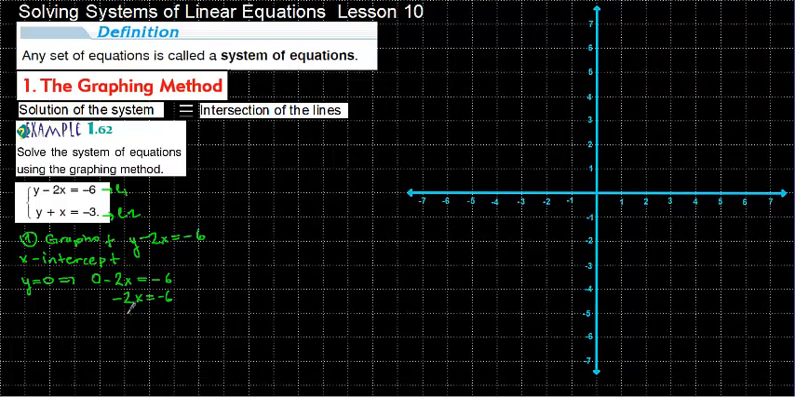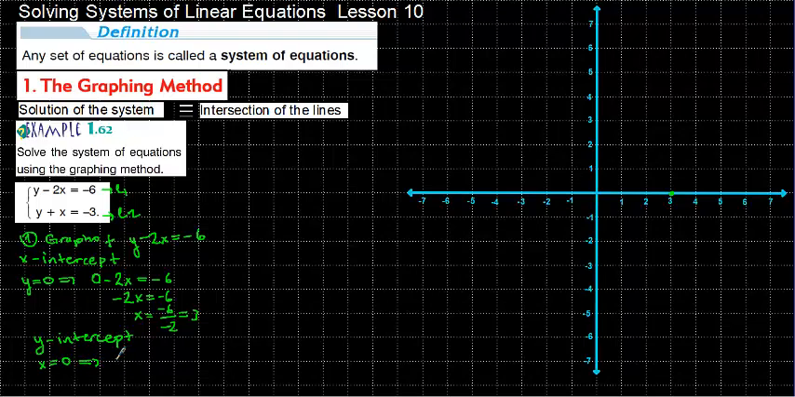And x is equal to minus 6 over minus 2, which is equal to 3. So for the first line, the x-intercept is going to be equal to 3. This is the point. Okay, and for the first graph, what is the y-intercept going to be? For the y-intercept, it means that x is equal to 0.